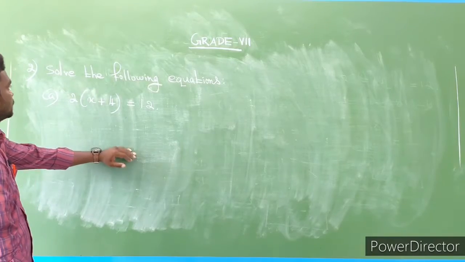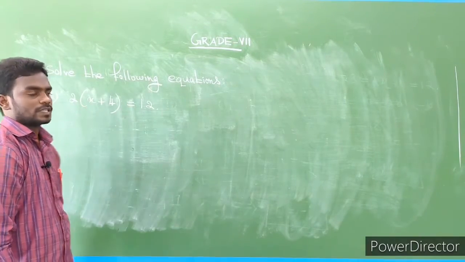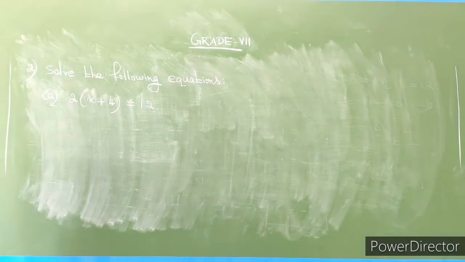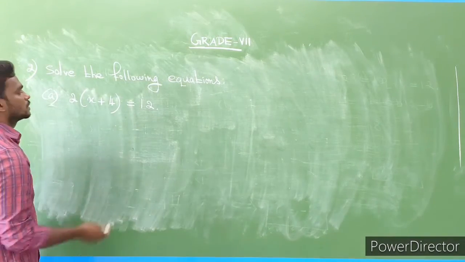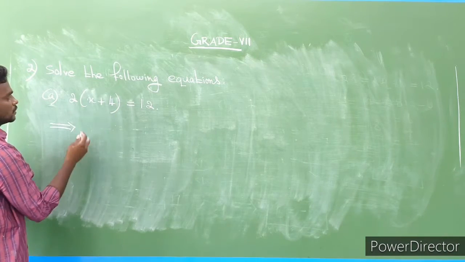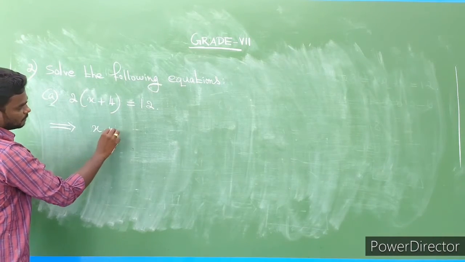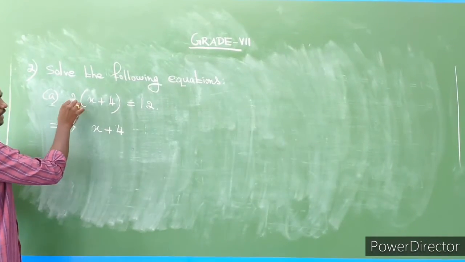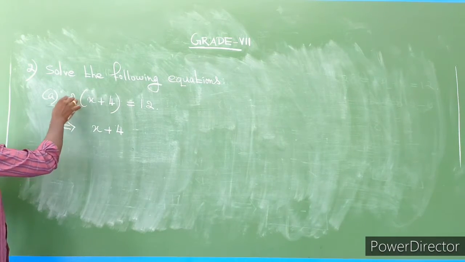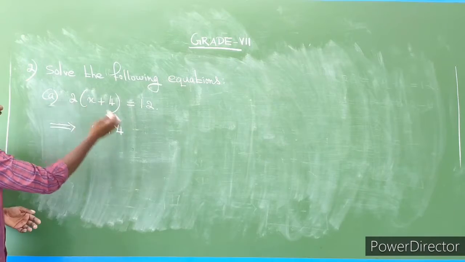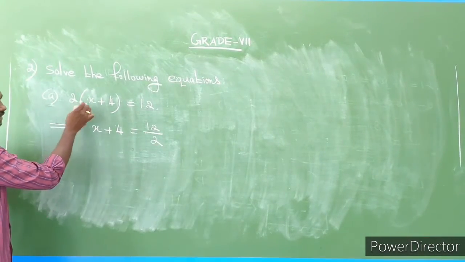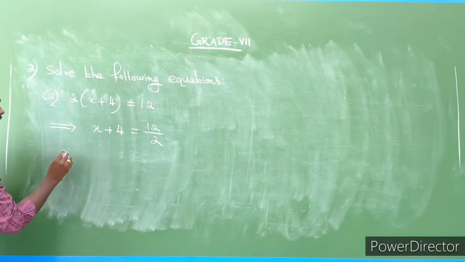So next, our second pattern, solve the following equation. Second pattern, first one, 2 into x plus 4 is equal to 12. Implies that 2 into x plus 4 is equal to 12. So we keep the value x plus 4 on the left side. So 2 is multiplication on the left side, 2 into x plus 4, which transposes into what? Division to the right side. 2 is transposing to division on the right side.